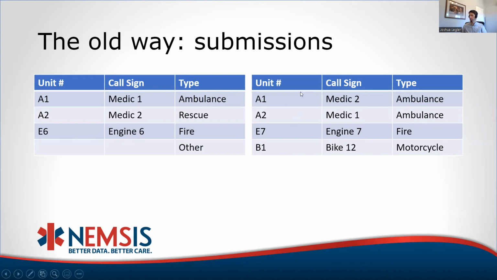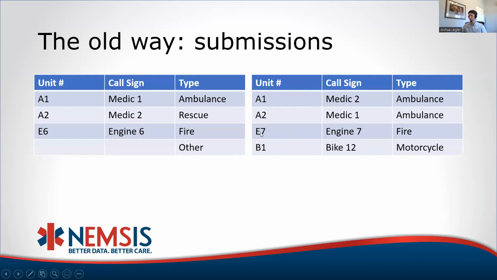Okay, then later a second submission comes in from the agency. And it contains some stuff that's kind of the same, kind of different. You'll notice unit number A1 is now called Medic 2 and A2 is called Medic 1. So they were probably just swapping some call signs there. This last one is a motorcycle called Bike 12. It has a unit number now. We don't really know if that was replacing this other vehicle or if they just finally filled in the data on that vehicle and it's really just an update of that other vehicle.